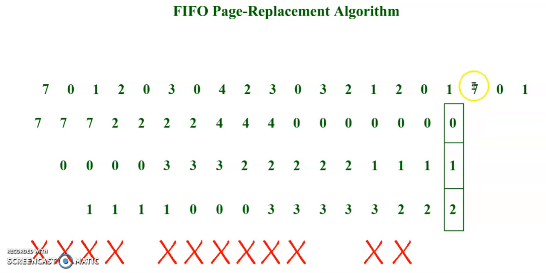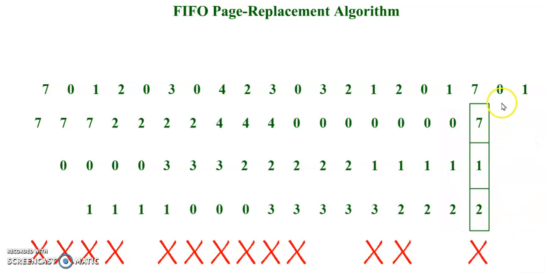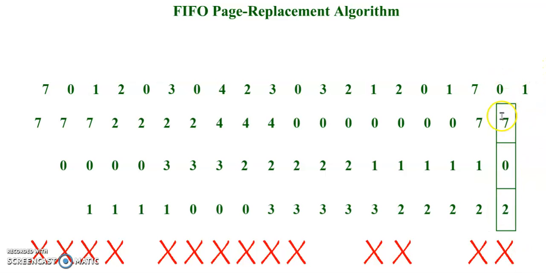Now I am going to insert 7, so I have to look for the oldest one. So 0 is the oldest, so I have to replace 0 with 7. Now I have to insert 0, so comparatively 1 is going to be the oldest one, so I have to replace 1 with 0. Now I have to insert the element 1, so I have to find the oldest element. 2 is going to be the oldest, so I have to insert 1 in the place of 2.